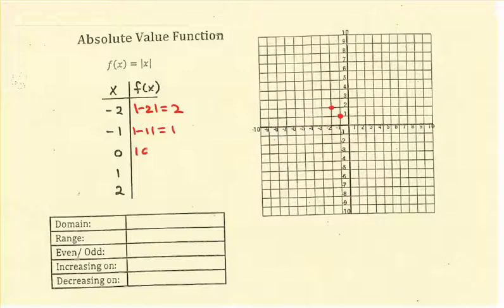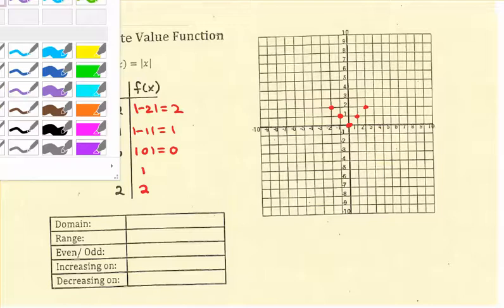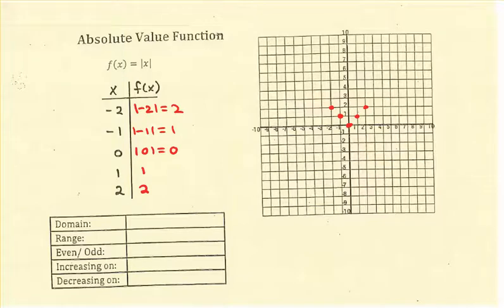Plugging 0 in, you're required to take the absolute value of 0, which is 0. So this graph does have a point at the origin. The absolute value of 1 is 1, the absolute value of 2 is 2. So our last 2 points are at 1, 1, and then 2, 2. Of course, you could use more and more x values to get more and more points on this graph, thereby making your sketch a little more accurate, but this is probably enough to infer how this graph is going to go. Let's go ahead and start connecting all these points.